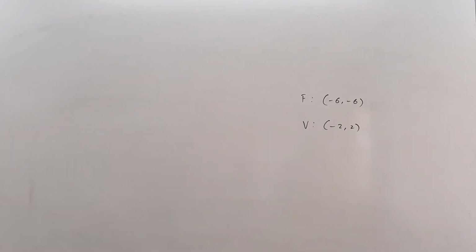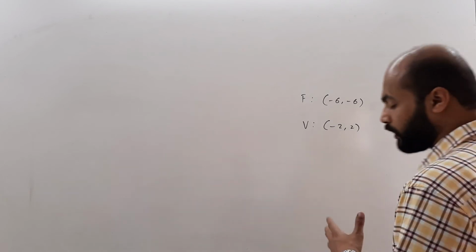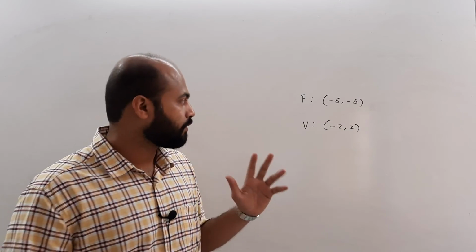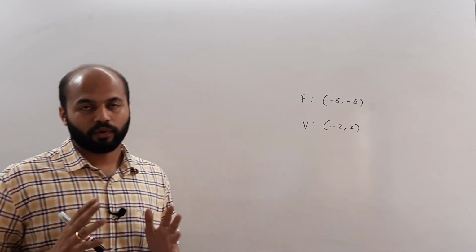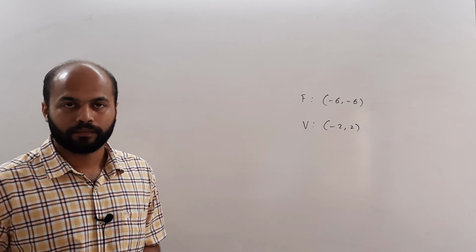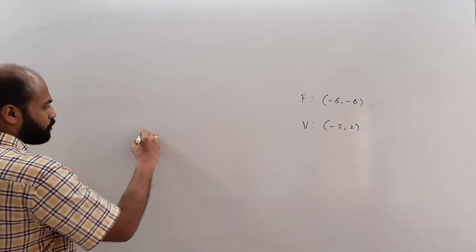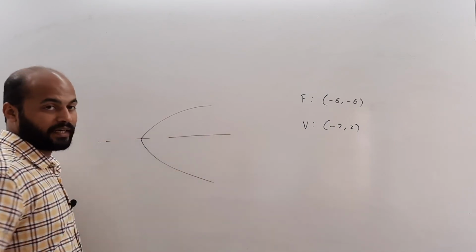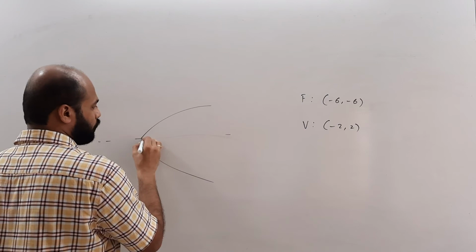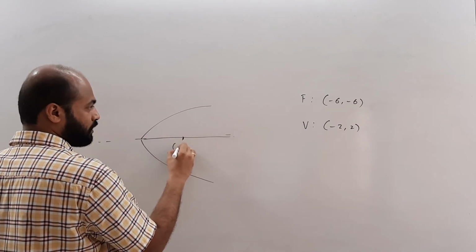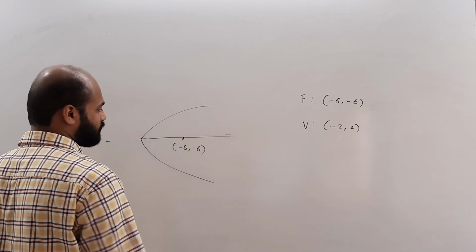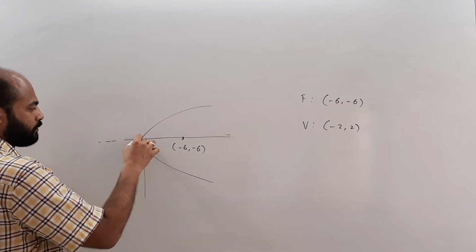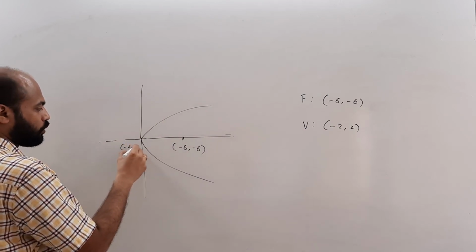Now this time we have been given the focus and vertex. So earlier it was just the focus and directrix that were given to us. This time we have been given the focus and vertex, with the help of which we have to find the equation of the parabola. So again, let's go back to the basics. Draw a parabola this way, and without worrying about how the parabola is inclined and how it is aligned, we know for sure that this point, the focus, is going to be minus 6, minus 6, and this point, that is the vertex, is going to be minus 2, 2.